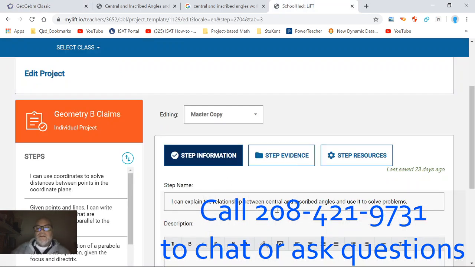So you need to be able to explain the relationship between central and inscribed angles. Central angles measure the same as the intercepted arc, the intercepted arc being the part of the circle that is formed by where the angle sides meet, right? So the central angle is the same and the inscribed angle is half. So the relationship between them is that inscribed angles are half of the central angle. And that's really important. Inscribed angles are half of the central angle.